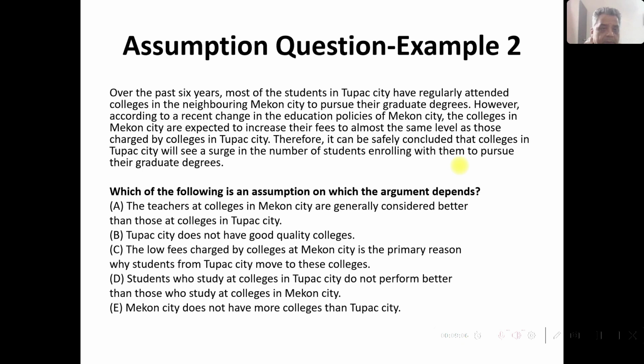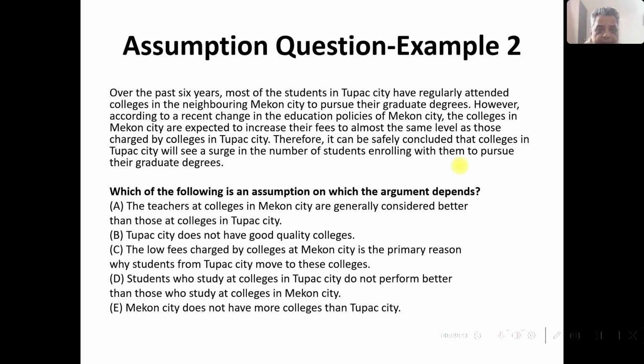So the question stem is asking, which of the following is an assumption on which the argument depends? So obviously we need to select an option which actually makes that link between the premise and the conclusion obvious. So if we look at option A, it says the teachers at colleges in Mekong City are generally considered better than those at colleges in Tupac City. So it is talking about the teachers.